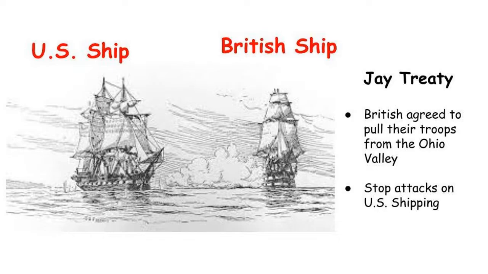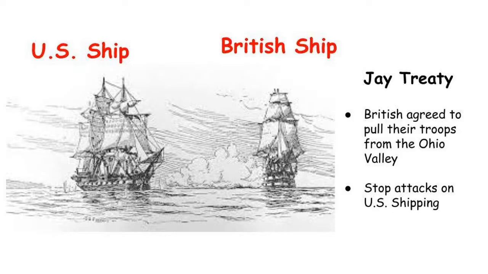French leaders hoped that these attacks, as well as Great Britain's refusal to leave the Ohio Valley, would lead to war between Great Britain and the United States. However, those hopes were dashed when Washington sent John Jay, Chief Justice of the Supreme Court, to London to settle things with the British. In the treaty signed in 1794, known as the Jay Treaty, the British finally agreed to pull their troops from the Ohio Valley and halt attacks on U.S.